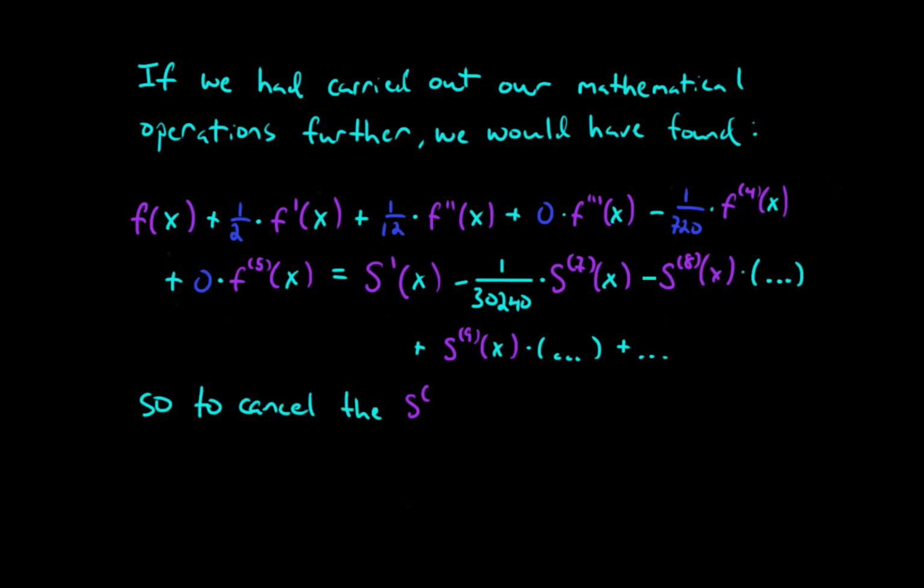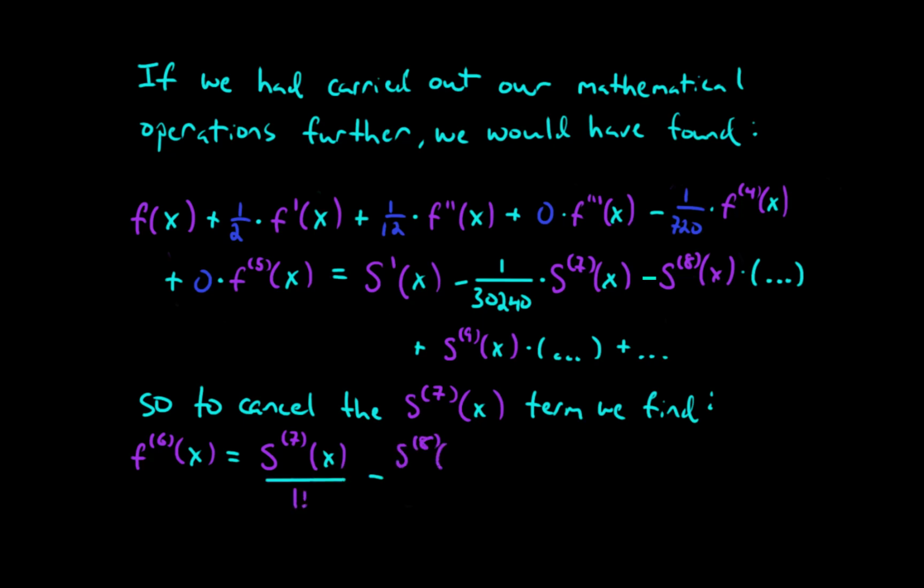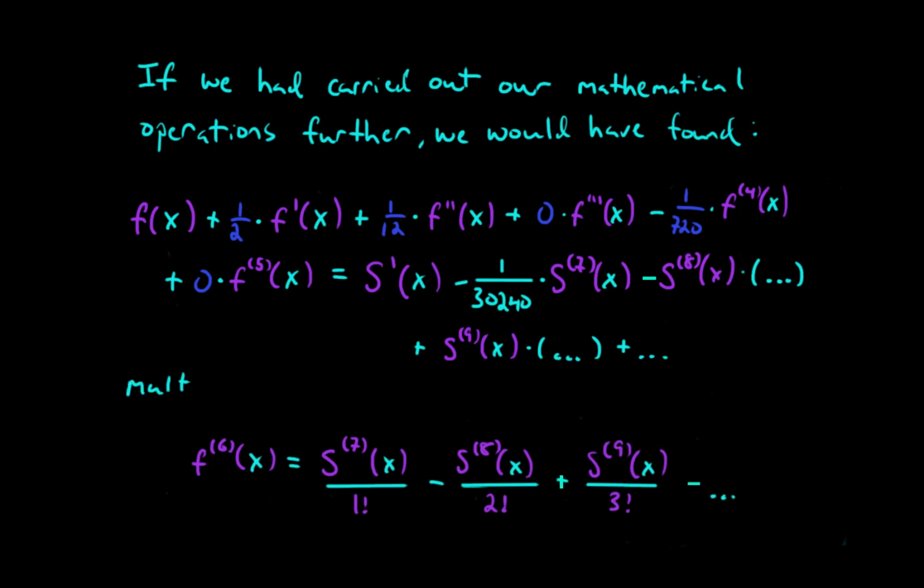And now we want to cancel the S7 term. So to do that, we need to find the sixth derivative of f of x. So f6 of x, and that would equal S7 of x over 1 factorial minus S8 of x over 2 factorial plus S9 of x over 3 factorial minus dot dot dot. So hopefully by now we know the drill. We multiply both sides of this equation for f6 of x by 1 over 30,240.